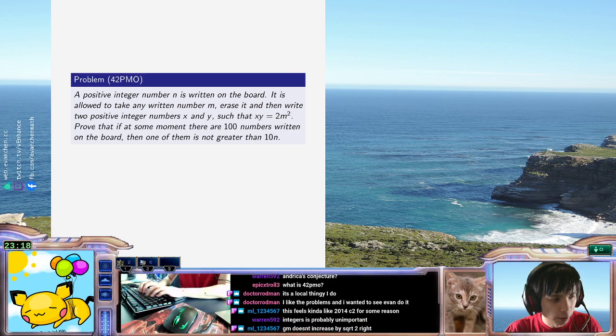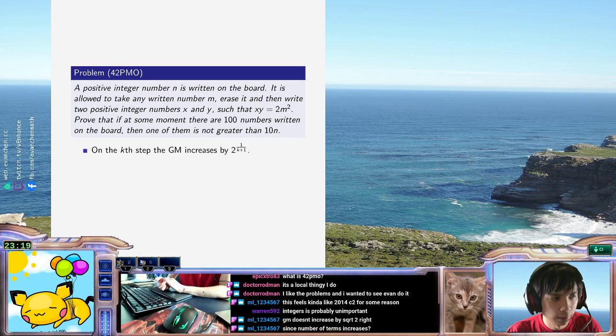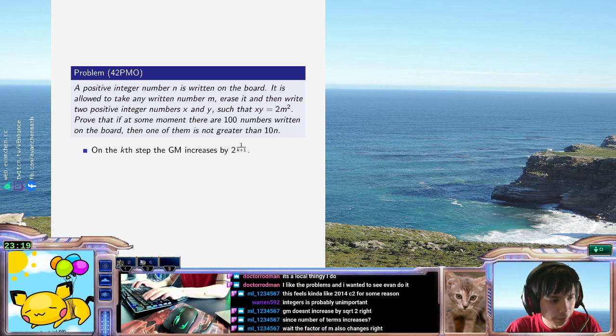So alright, yeah, each step the GM increases by, sorry, not square root 2, by 2 to the 1 over whatever it is. So on the kth step, the geometric mean increased by 2 to the 1 over k plus 1. Is that right? Yeah. So after 100 steps, let's see how far off we are. So after 100 steps, the GM has increased by 2 to the 1/2.